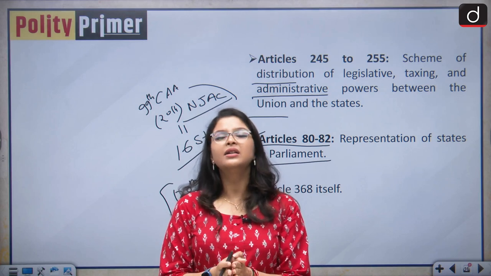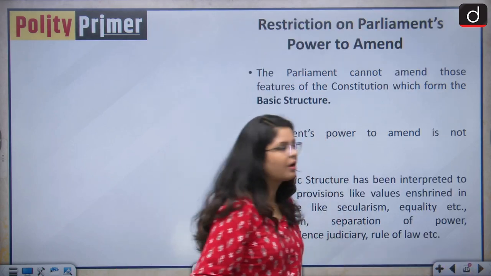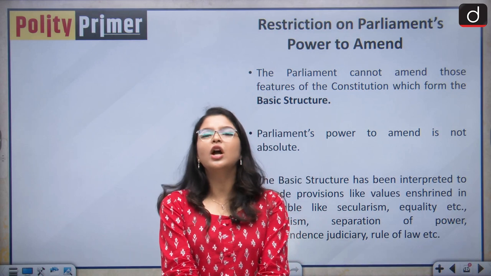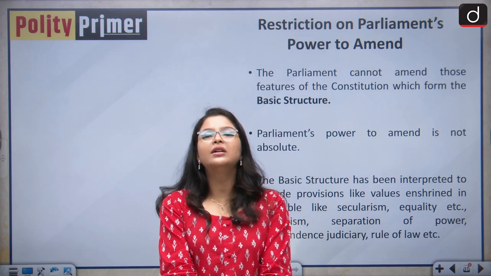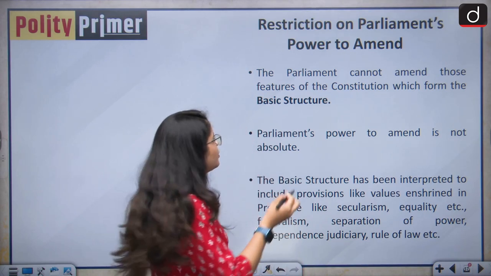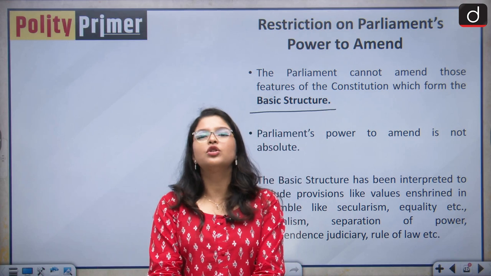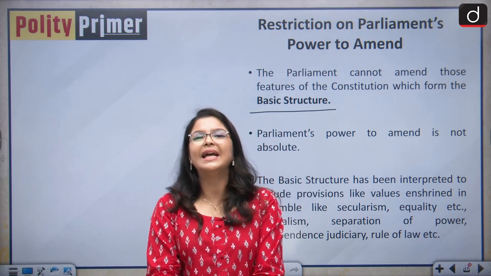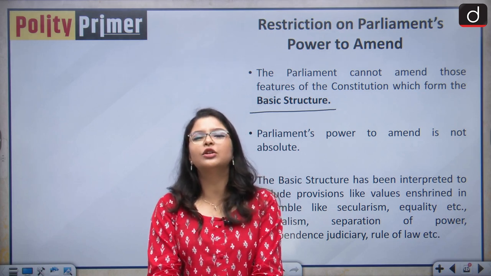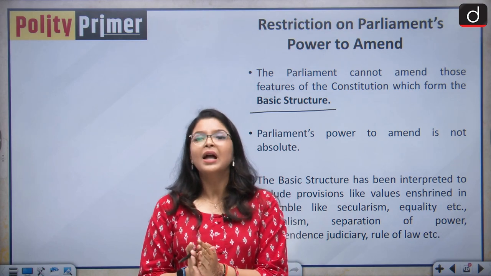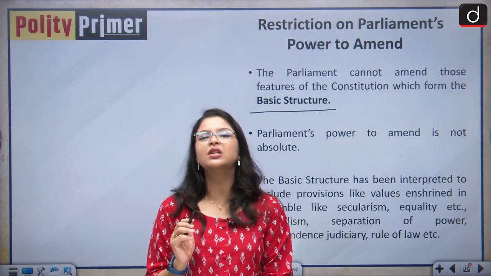Now, let us see the restriction on this Parliament's power to amend. The Parliament's amending power is not absolute. The Parliament, in exercise of its amending powers, cannot alter or change the basic structure of our Indian Constitution. So, those provisions which form the part of the basic structure of our Indian Constitution cannot be amended by the Parliament. And this has been laid down by our Honorable Supreme Court in the case of Kesavananda Bharati versus State of Kerala. And I have discussed this elaborately in my basic structure lecture, that the Parliament cannot amend the basic structure provisions.